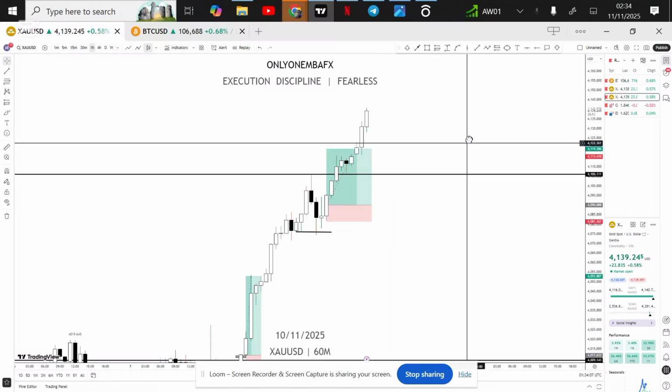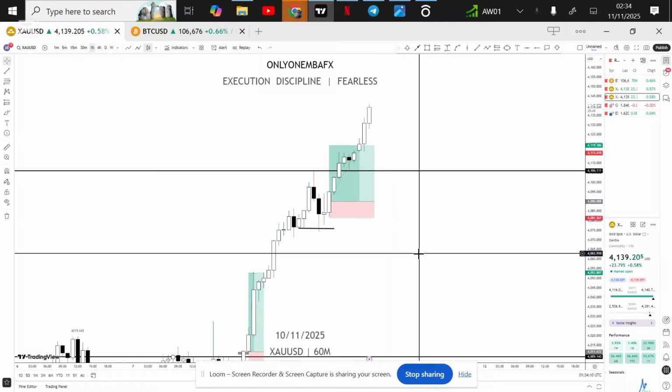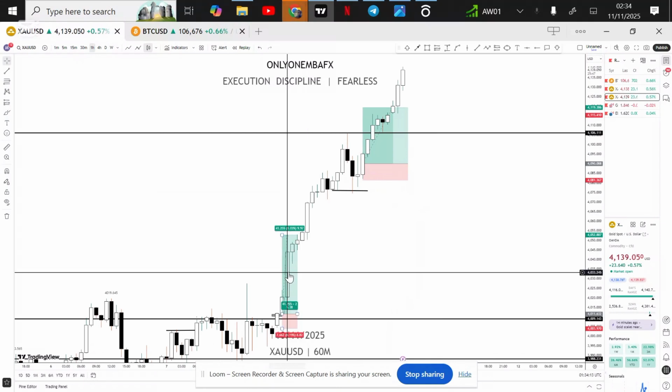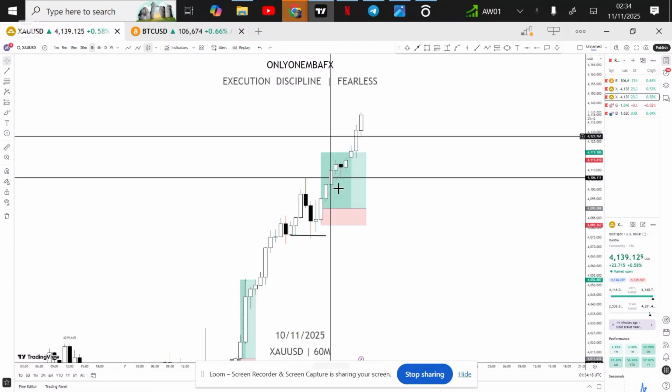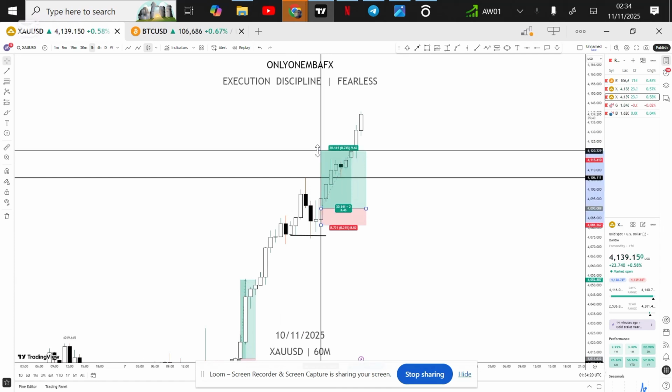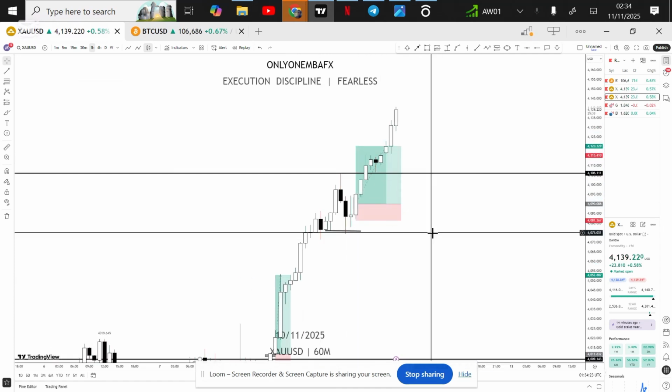Yo, I want to just give you guys a short breakdown of how I caught this trade yesterday. Yesterday I caught almost 400 pips, roughly 400 pips, and also now 300 pips. I think it's about 300 pips. And the way I took this trade was intuitive trading. It was a very, very nice and easy trade.